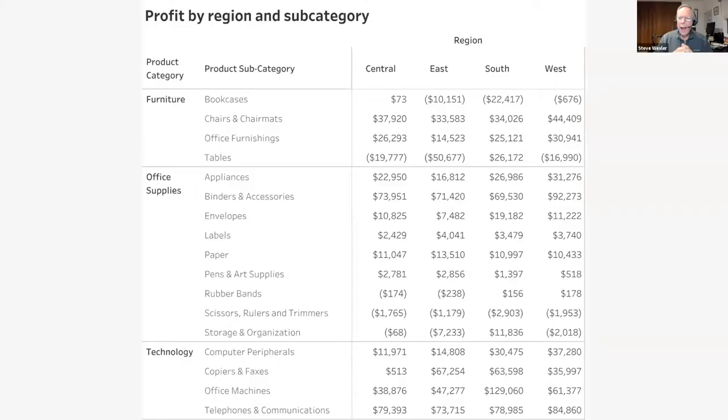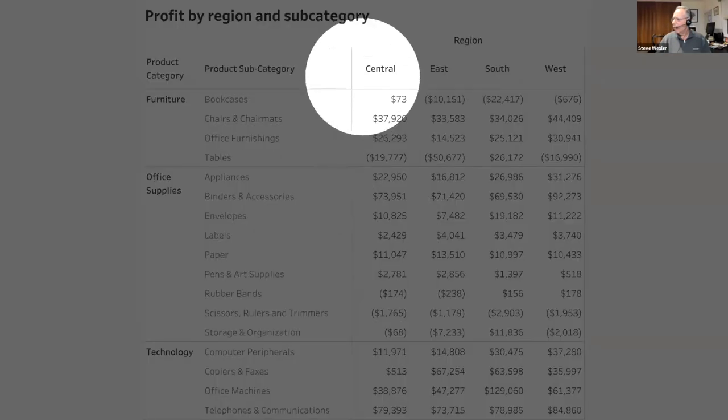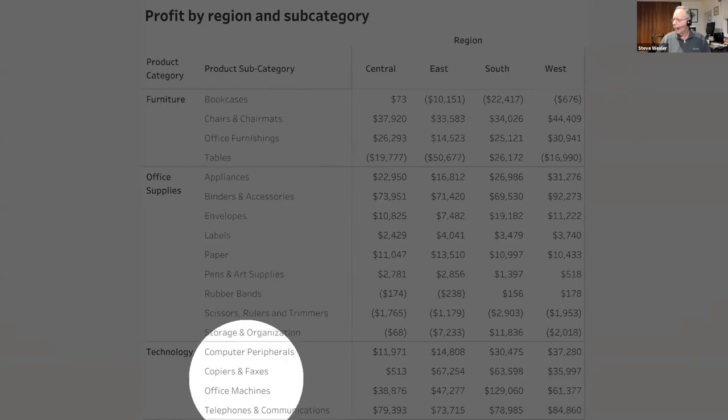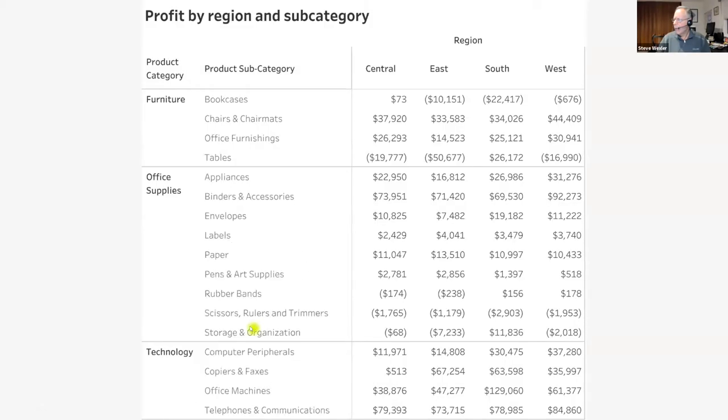So have a look at this simple crosstab spreadsheet. It consists of four regions along the top. Let me get that set up over here. Four regions along the top, 17 different product subcategories. As you look at this, in which combination of product subcategory and region are things most profitable and where are they least profitable?